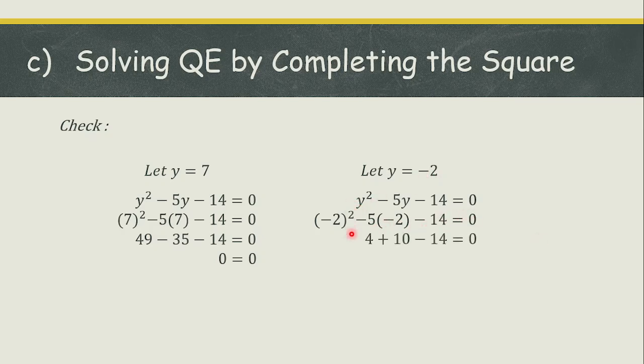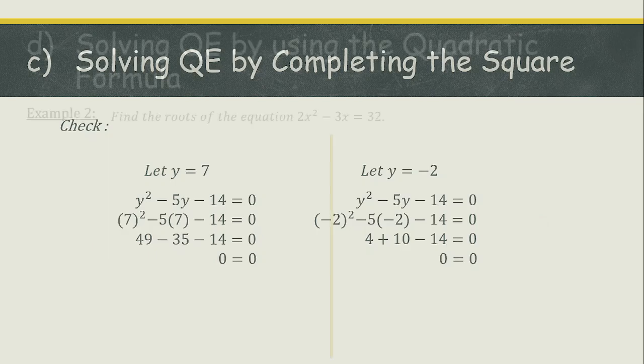So, negative 2 squared, the answer is 4. Negative 5 times negative 2, the answer is positive 10. Copy minus 14 is equals to 0. Then, left side lang yung focus. 4 plus 10 minus 14, the answer is 0. So, again, it is true to the equation that the second root of the equation na y is equals to negative 2 is the right answer. So, now, 100% sure tayo that the two roots of the equation, 7 and negative 2, are the solution set of the original equation y squared minus 5y minus 14 is equal to 0.